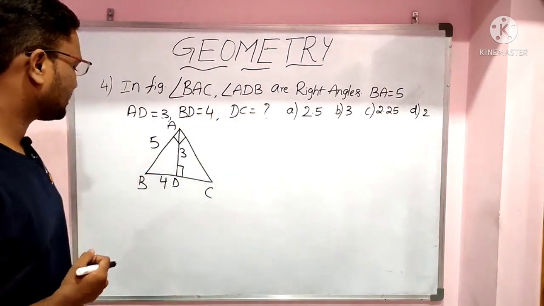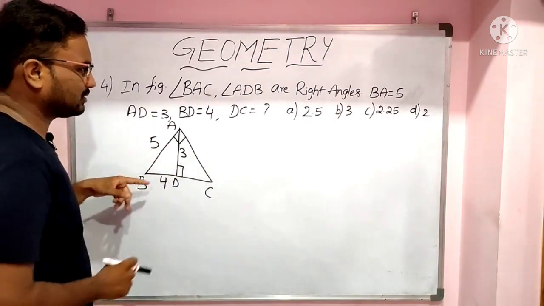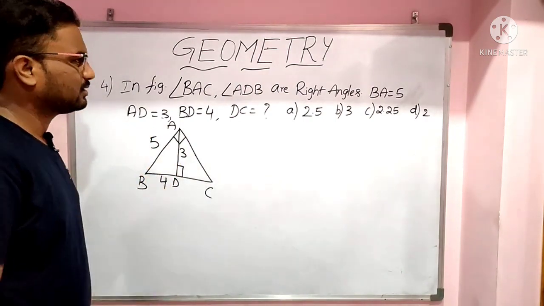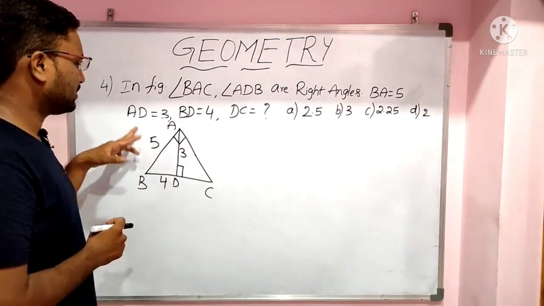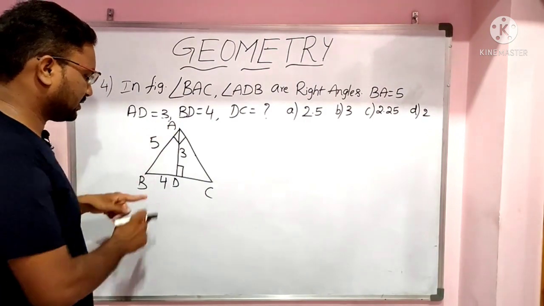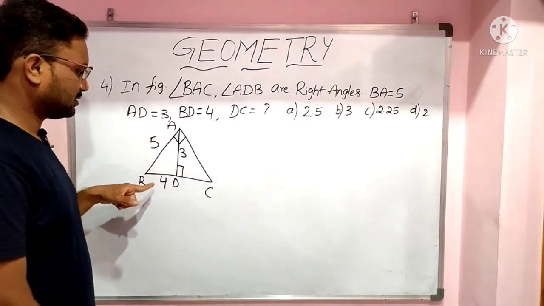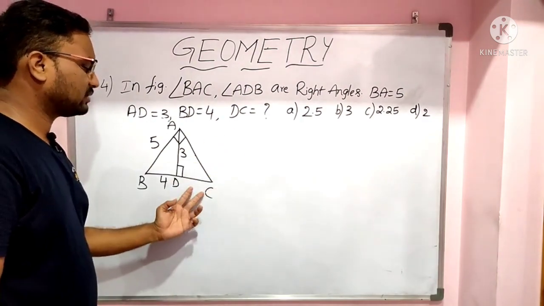So next problem. In the figure, he is given a figure: angle BAC and angle ADB are right angles, that means 90 degrees. Angle BAC is 90 and angle ADB is 90 degrees. BA equal to 5, AD equal to 3, and BD equal to 4. 5, 3, 4. And we need to find DC. This value we need to find.